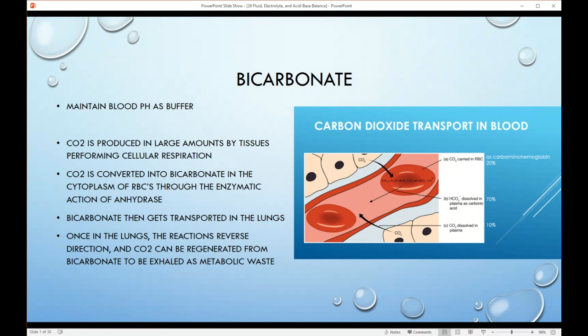Now remember, carbon dioxide is produced in really large amounts by our tissues because our tissues are always doing cellular respiration. That carbon dioxide gets converted into bicarbonate in the cytoplasm of our red blood cells. They do that through the enzymatic action of carbonic anhydrase. And then the bicarbonate gets transported to the lungs. Once it gets to the lungs, that reaction reverses direction, and then the carbon dioxide can be regenerated from the bicarbonate, and we can exhale it as metabolic waste.